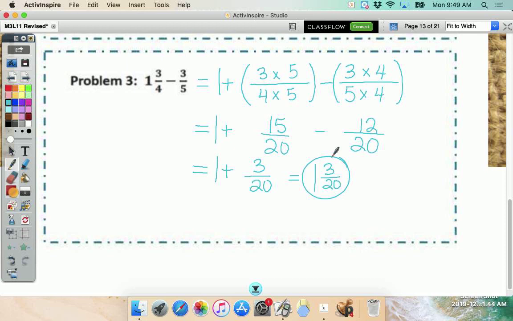Okay. So, how do you feel about a problem like this? You can do it, can't you? Okay. Good job today. Tomorrow we'll do problem set and practice with the partner.